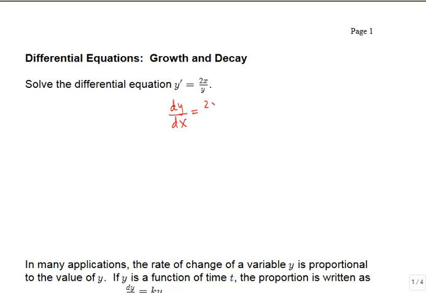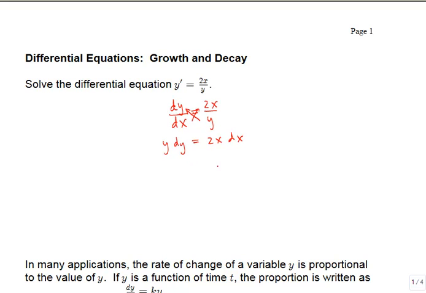And this is called a separable differential equation because you can separate it so that the y's along with the dy are on one side and the x's along with the dx are on the other side. I'm going to do that by just cross multiplying. So if I multiply, I'm going to get y dy on the left and 2x dx on the right.